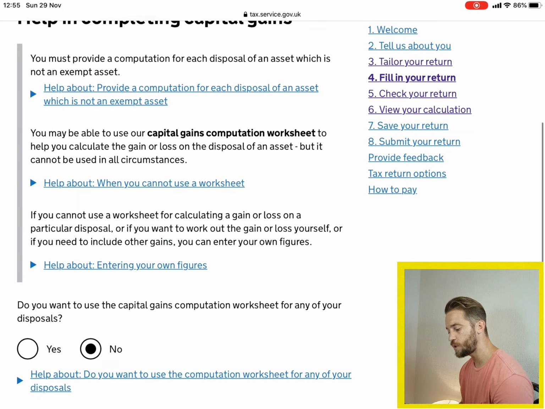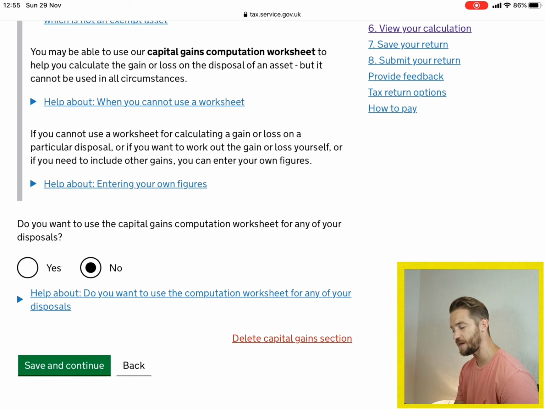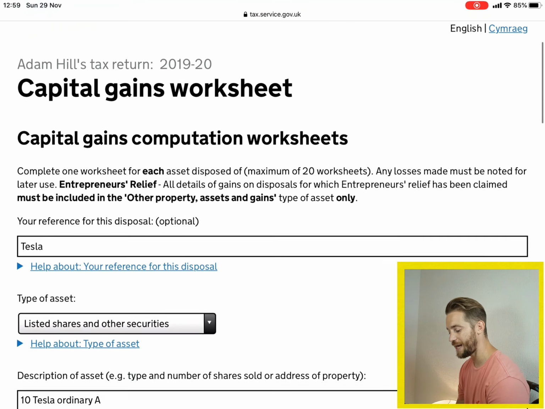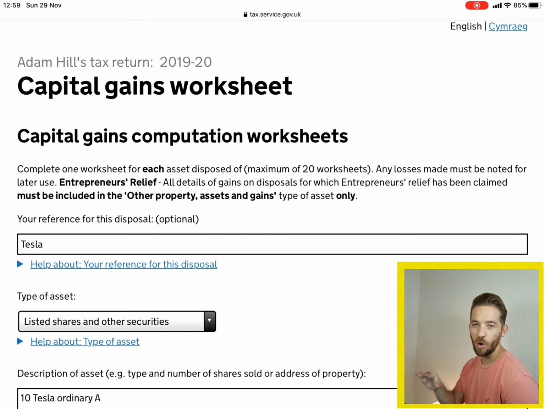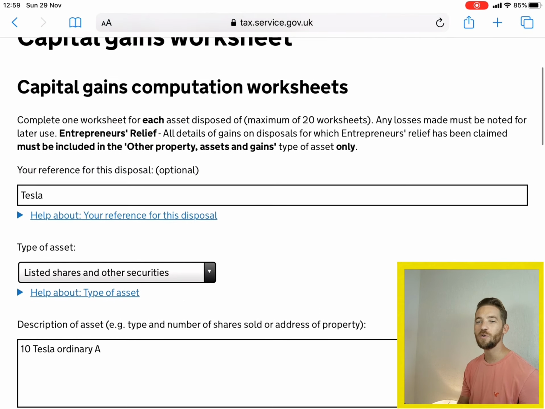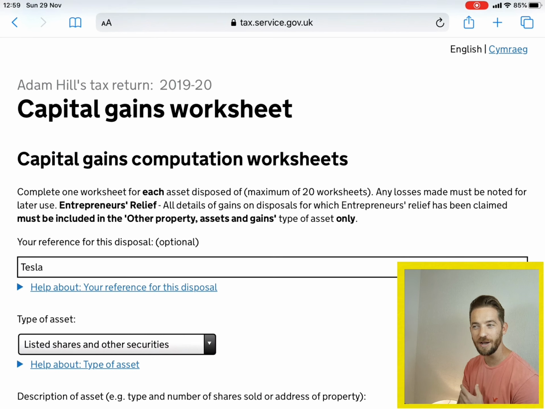It will then ask you, do you want to use the capital gains computation worksheet for any of your disposals? If I select yes, it's going to give you a little calculation to use. So this page is in your capital gains worksheet. You'll actually need to complete one of these for each type of share that you dispose of. So if you dispose of some Tesla, some Amazon, some Google, then you'll need to do one of these pages for every single disposal. Now, if you are making a lot of disposals, maybe you're a day trader or you're trading on a short-term basis, probably you're better to say no on the previous page and you can just give them a total. But obviously you'll need to attach a copy of the workings.